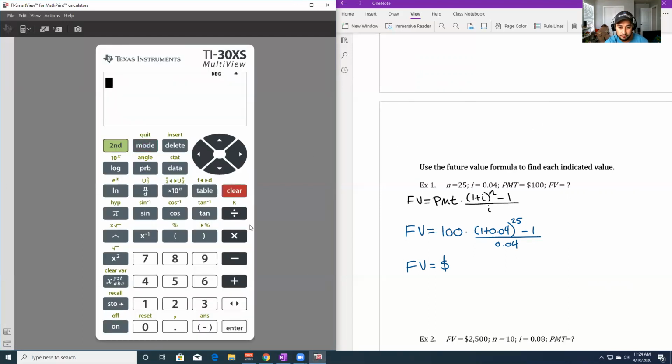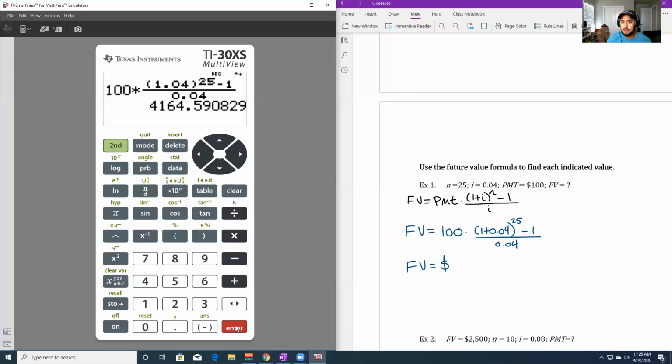All right. Okay, so the way to type this in is I'll start with 100, and then I'll hit times fraction, parentheses. 1 plus 0.04 is just 1.04. Raise that to the 25th, minus 1. Then put it all over 0.04. Just like that. That's it. Just like I wrote it over there. And hit enter.